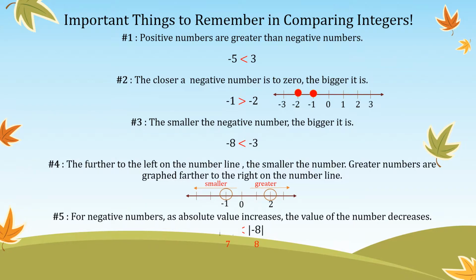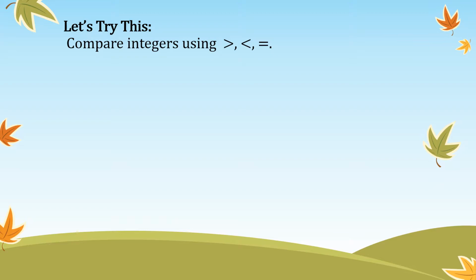And fifth, for negative numbers, as absolute value increases, the value of the number decreases. Of course, the value of -8 is much lesser than the value of -7. Let's try this. Compare integers using is greater than, is less than, and is equal to.